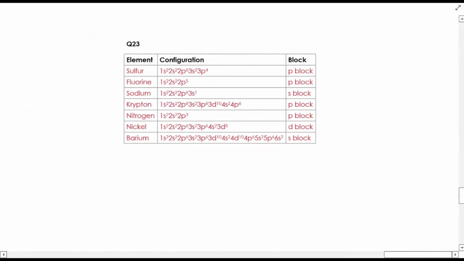So here we go. Here's all the answers and there's their blocks. How did you get on? Now, barium, if you didn't get barium right, I'd completely understand that one. It's probably a little bit unfair really to put that one in, but the rules apply exactly the same as all the other ones. You'll notice everything is the same.